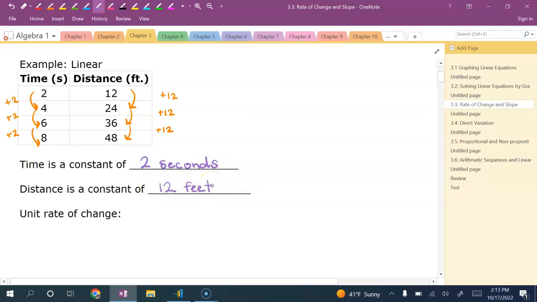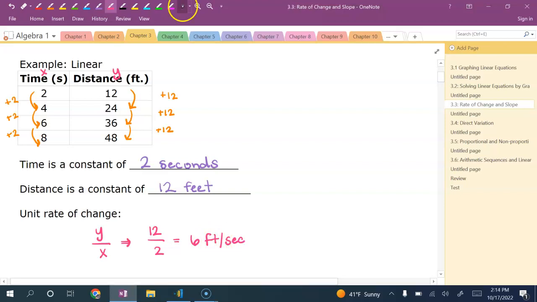So in order to find your unit rate of change, you would think of time as your x coordinates and distance as your y coordinates. And so you're always setting the y over the x. And so this would be putting the 12 over the 2, which would reduce down to 6. So what this means is that whatever this situation is, you're going 6 feet for every 1 second.